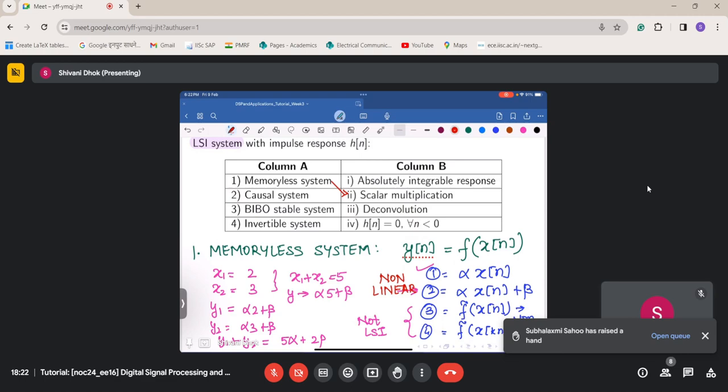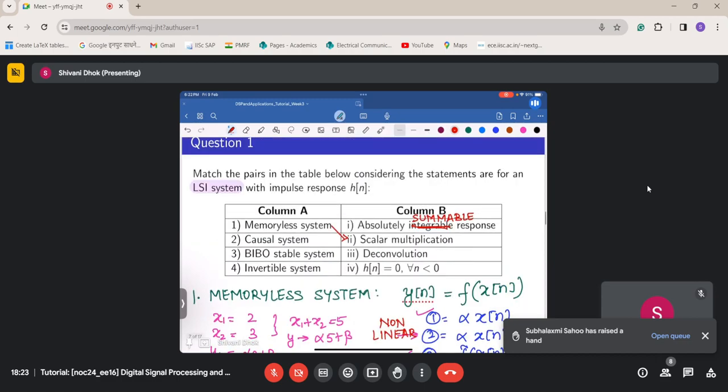Just like you did, we can randomly take any two values. In that situation, you should know what your h of n is for all values of n. So if you know what h of n is, then you can look at absolute summability or absolute integrability. We have one question for that in coming slides. So yeah, this will be much more clear that time. Okay, ma'am. Yeah.